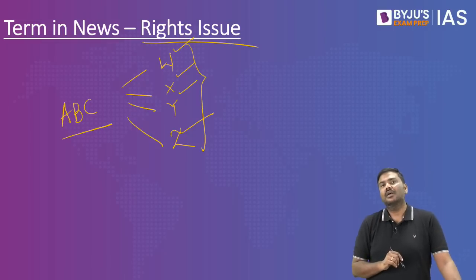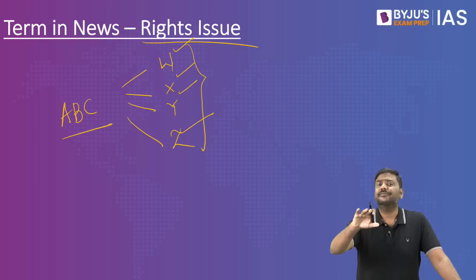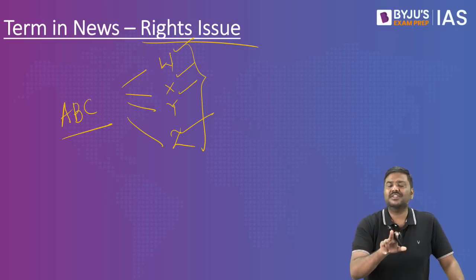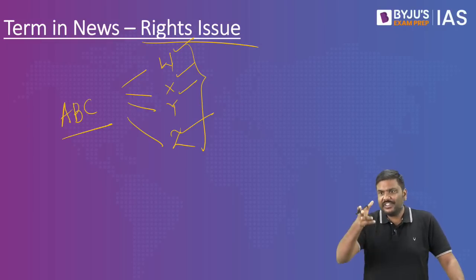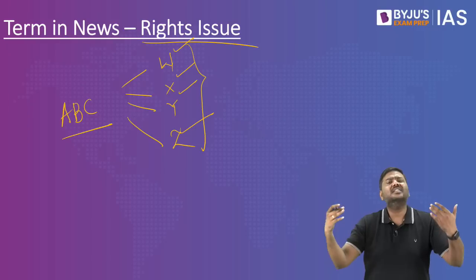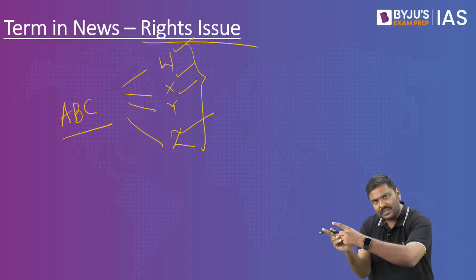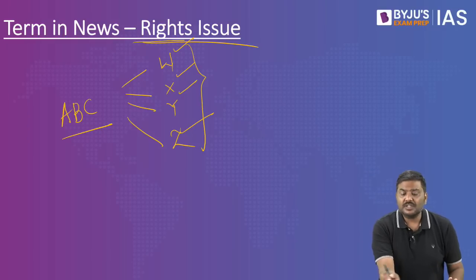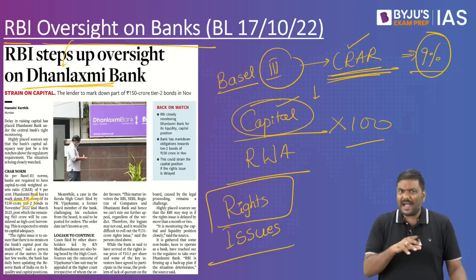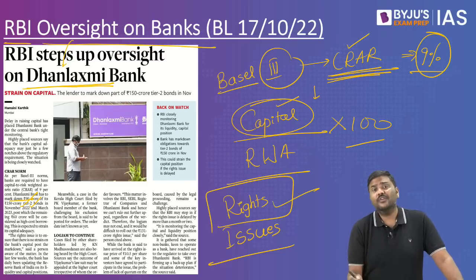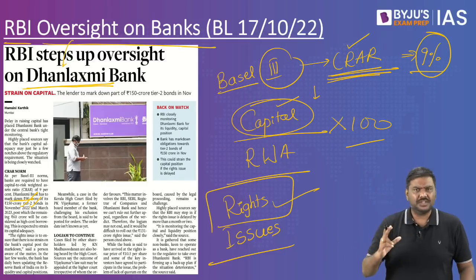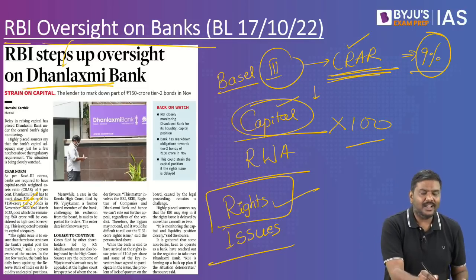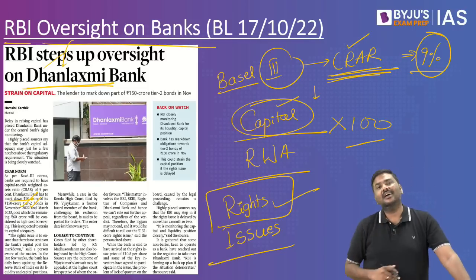And remember this, the existing shareholders have an option. It's not a compulsion, it is not an obligation on the existing shareholders to purchase these shares. It's an option for them. If they exercise their option, they will purchase the shares. Otherwise, these shares will be issued to the other investors and the capital will be raised by the bank or company for that matter. This concept is called a rights issue. So now this bank, Dhanlakshmi Bank, has opted for going for a rights issue. Again, there are certain legal complications, not related to the issue, but related to stakeholders. So these are certain points regarding RBI stepping up its oversight on the Dhanlakshmi Bank.